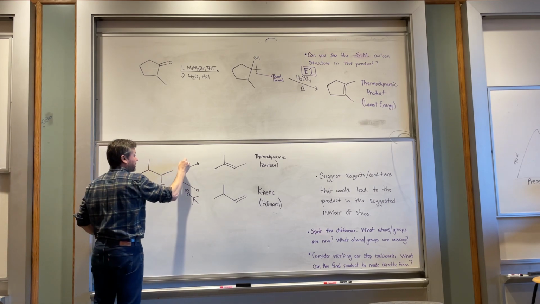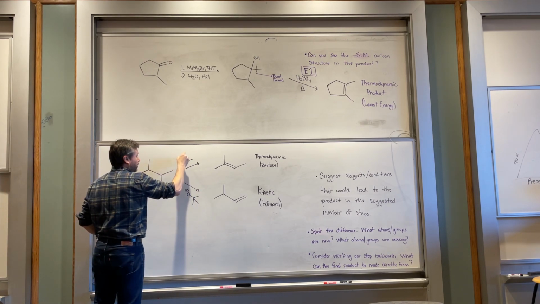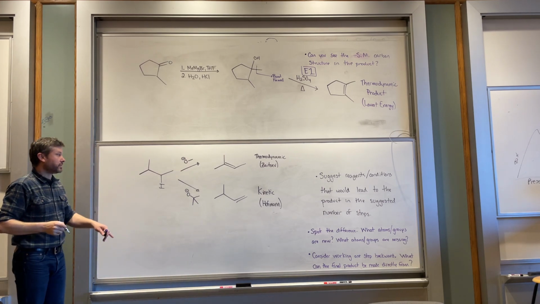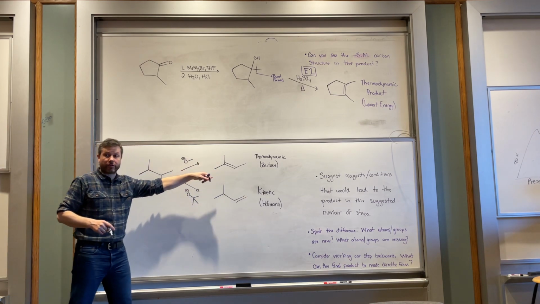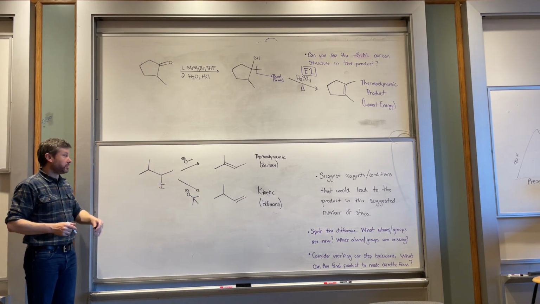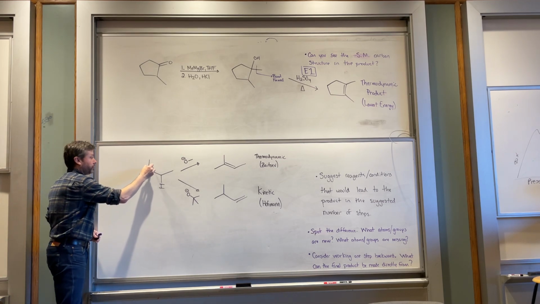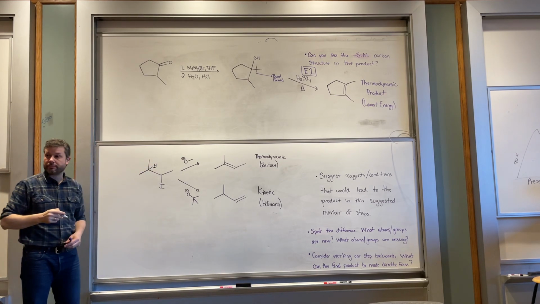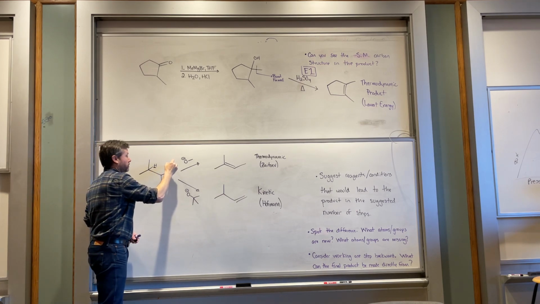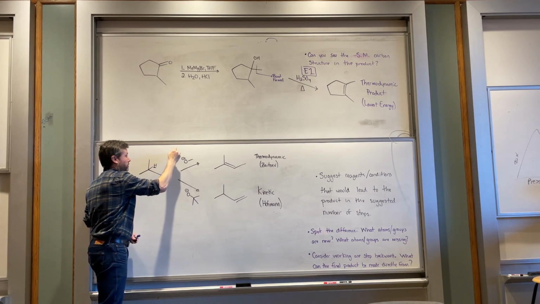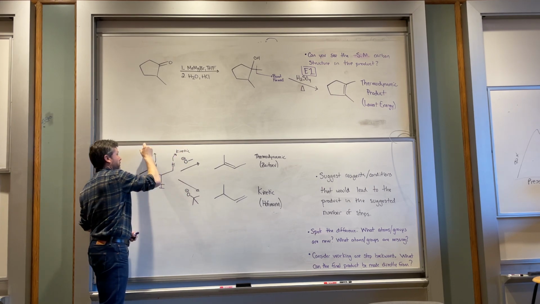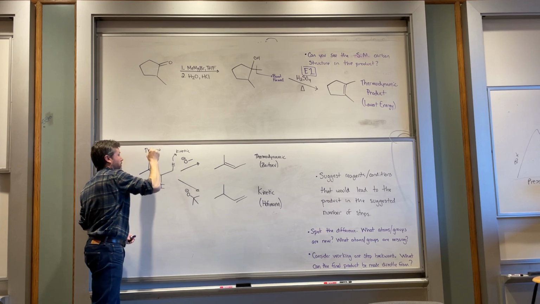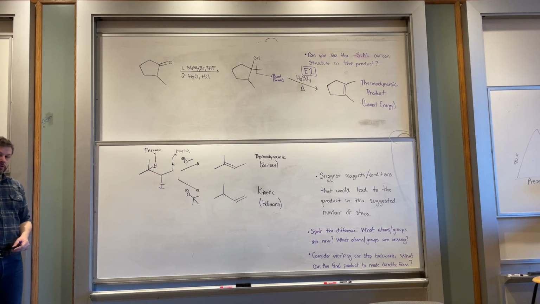And if we use a small base, say methoxide, right? The methoxide is going to form the thermodynamic product preferentially because that small base is able to pluck off that proton there, right? So those two protons, pulling those two protons would lead to the two different products.